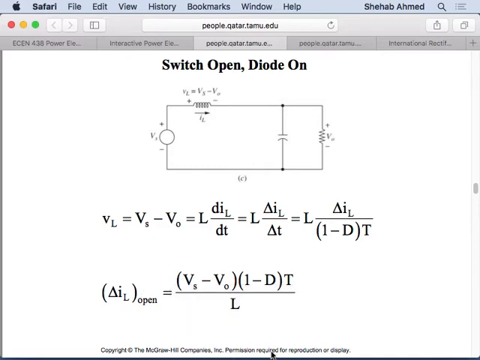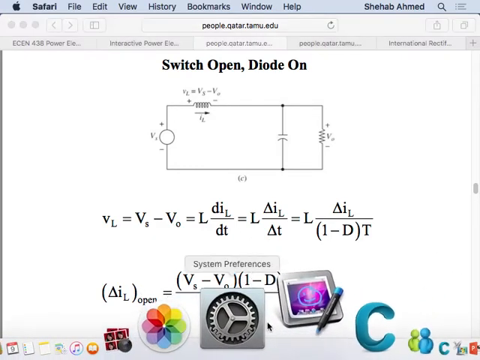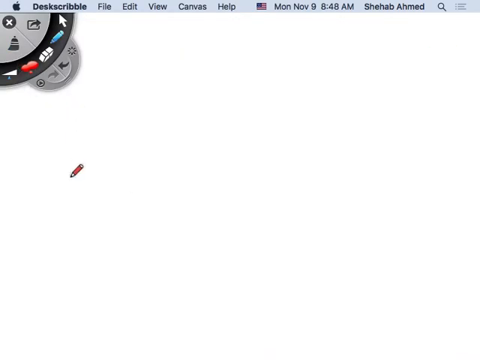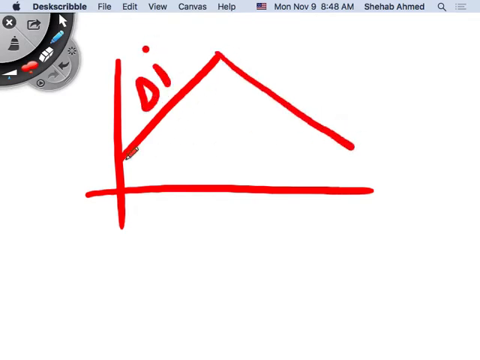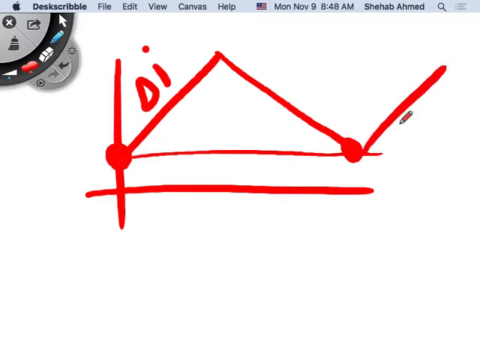Now I know that I'm operating in steady state. So since I'm operating in steady state, inductor current will go up. This is my delta I when the switch is closed. Then it will always go down to the same point. I always have a periodic waveform that starts at the same point.